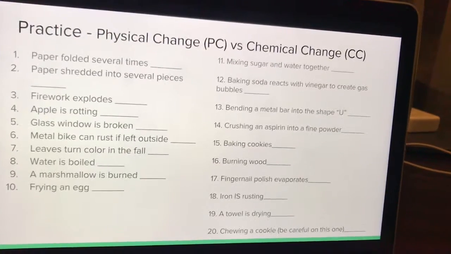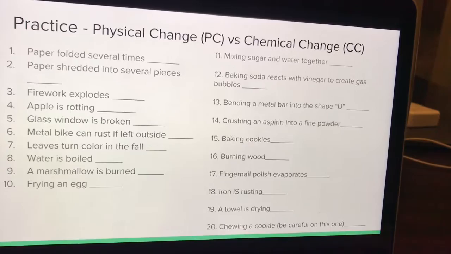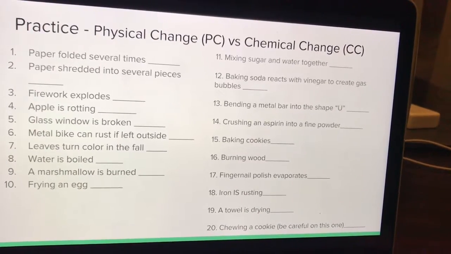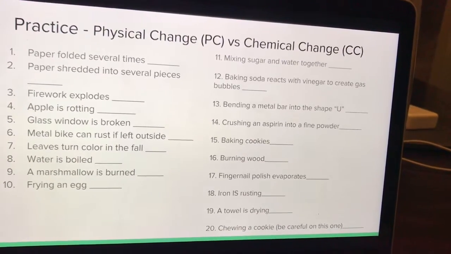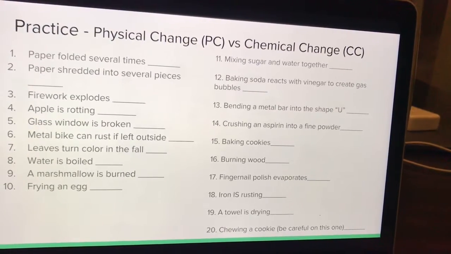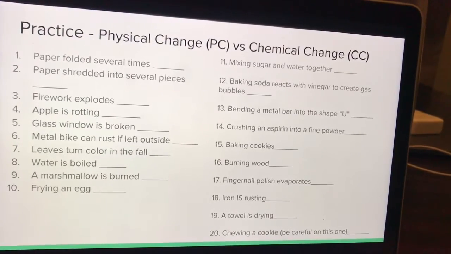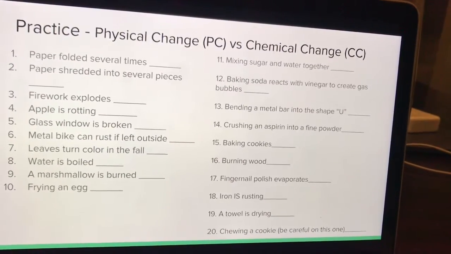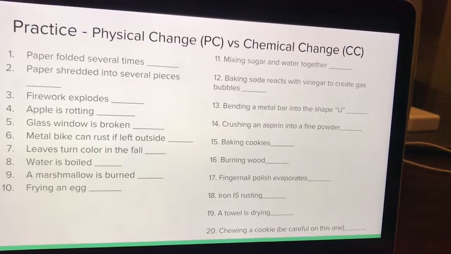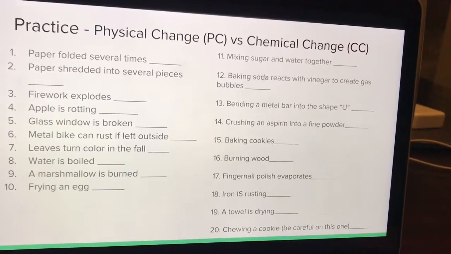So a metal bike is rusting if left outside. That is a chemical change, rusting, oxidation, right? Chemical change. Some other ones that we can talk about. Mixing sugar with water is actually a physical change. We can actually reverse that. Baking cookies, right? The dough, and then now I have an actual cookie. Really hard to reverse that process. That is a chemical change.